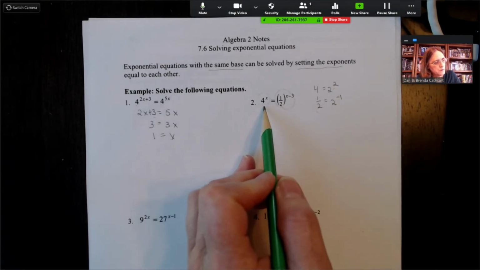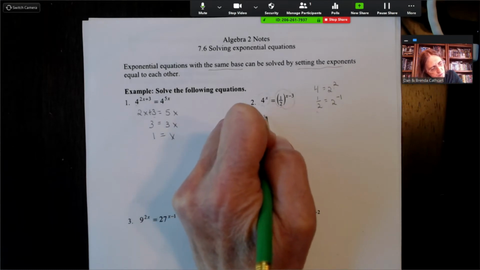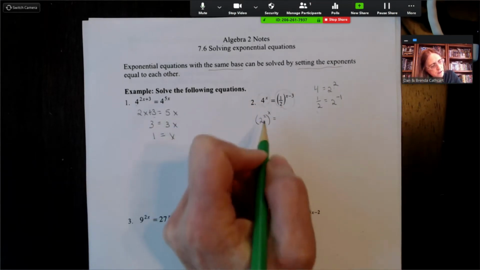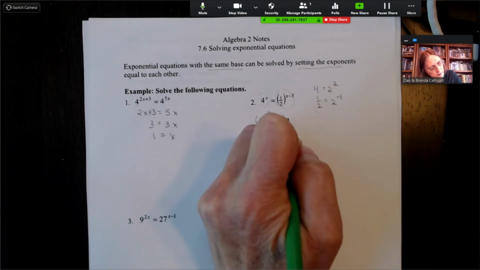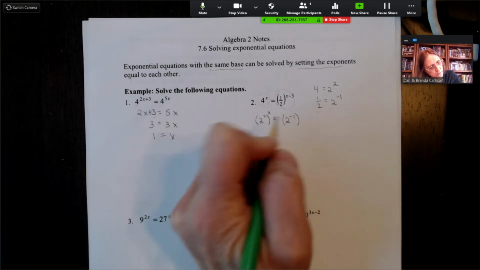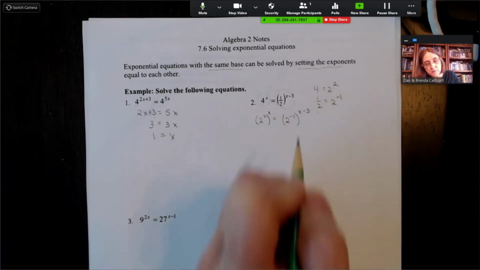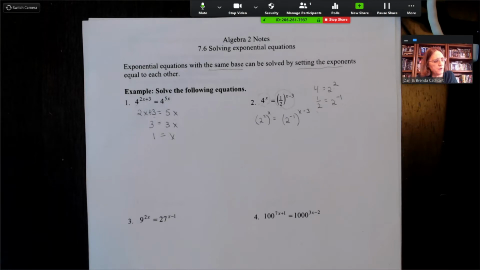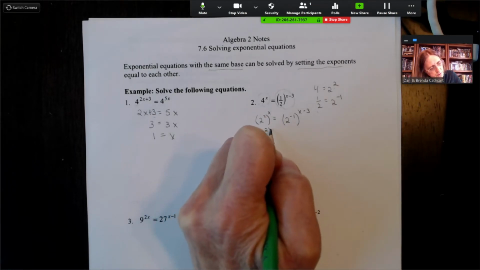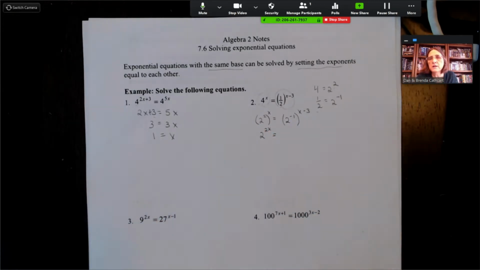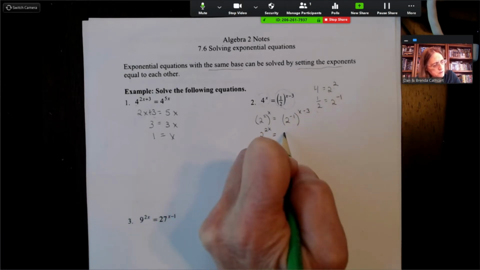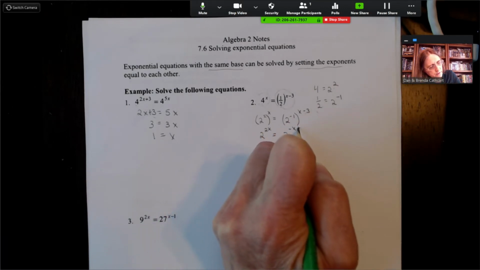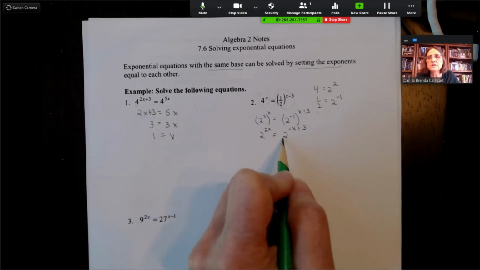So on the left side, I get 2 squared to the x, and on the right side, instead of the 1/2, I'm going to replace it with 2 to the negative 1. So I have 2 to the negative 1 raised to the x minus 3. Now, using properties of exponents, a power to a power is multiplication. This becomes 2 to the 2x. And again, on the right side, multiplying exponents, we get 2 to the negative x plus 3. Now they have the same base.